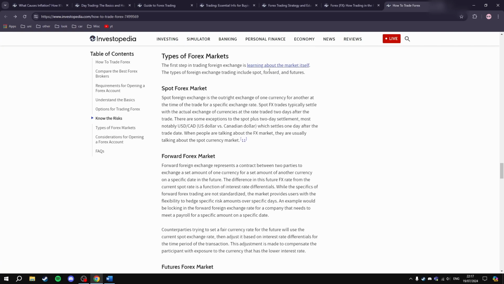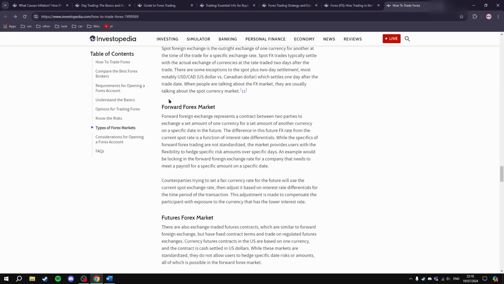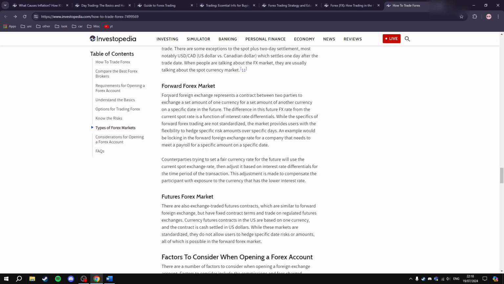Types of Forex markets, spot, forward and futures. Spot Forex market, outright exchange of one currency for another at the time of the trade for a specific exchange rate. Spot FX trades typically settle with the actual exchange of currencies at the rate traded 2 days after the trade. So some exceptions to the spot plus 2 day settlement. So USD CAD, which settles 1 day after the trade date.